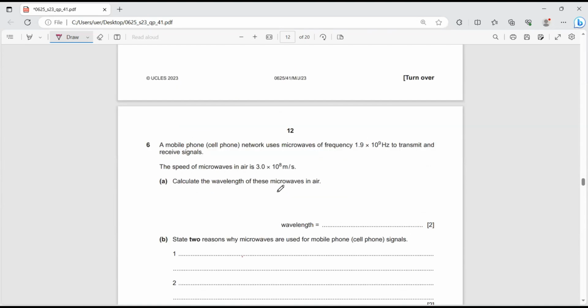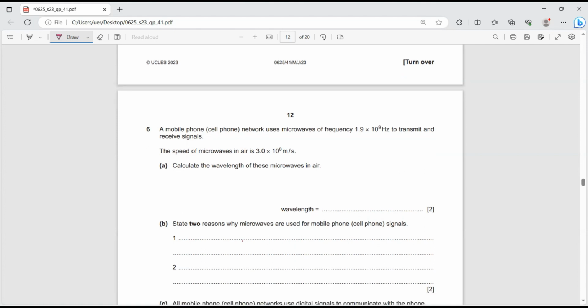Okay, number 6. Find the wavelength. V equals f lambda, so lambda is V over f. You get 0.16 meter.